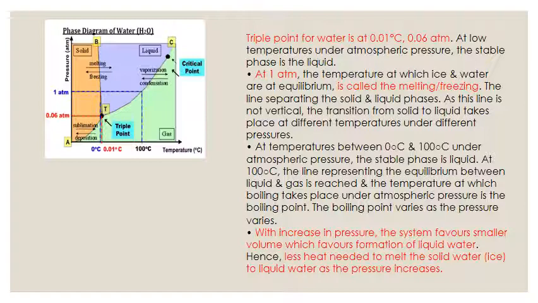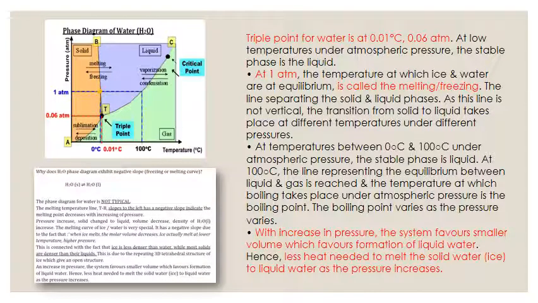So at 1 atm, if we look here, at this point for example at 1 atm, the temperature at which ice and water are at equilibrium is called the melting line or the freezing line. So on the melting line or freezing line, ice and water are at equilibrium. The line separating the solid and the liquid phase is the melting or freezing line. As the line is not vertical, the transition from solid to liquid takes place at different temperature under different pressure.